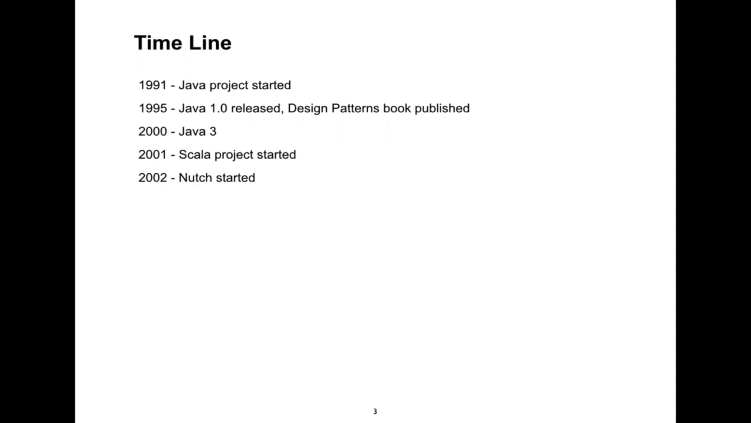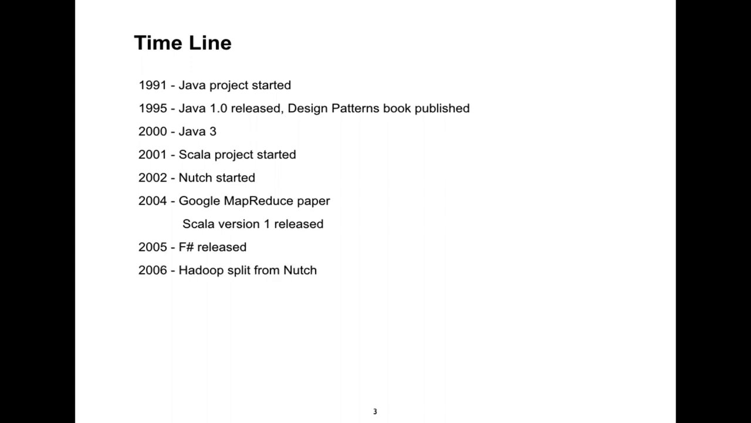This program Nutch was started in 2002. In 2004, Google produced their famous MapReduce paper, which explained how they were doing a lot of their searches to make them fast. Scala 1 came out the same year. The following year, F Sharp was released. In 2006, Hadoop was split from Nutch. Scala version 2 came out by then. Clojure was released in 2007, so we're getting more functional languages coming out. In 2009, Spark was started.